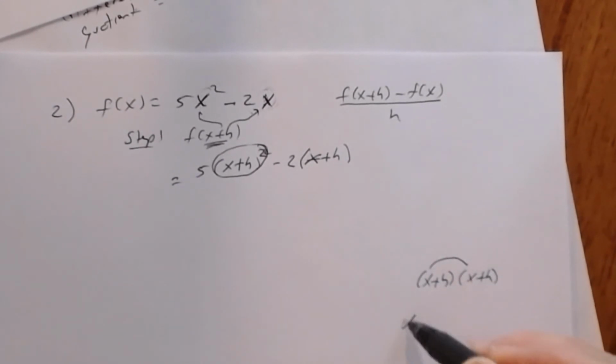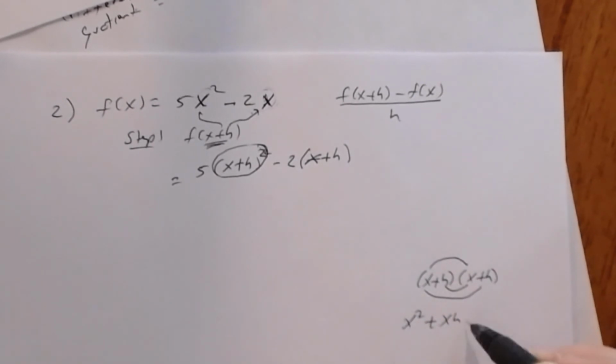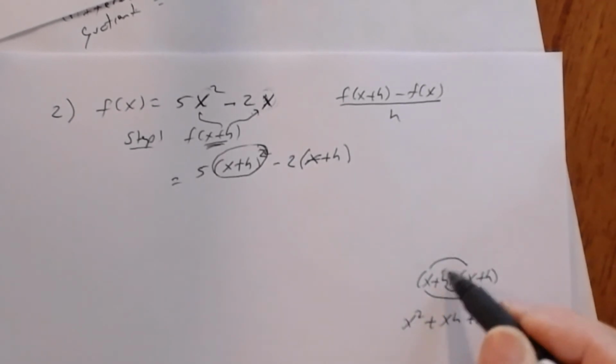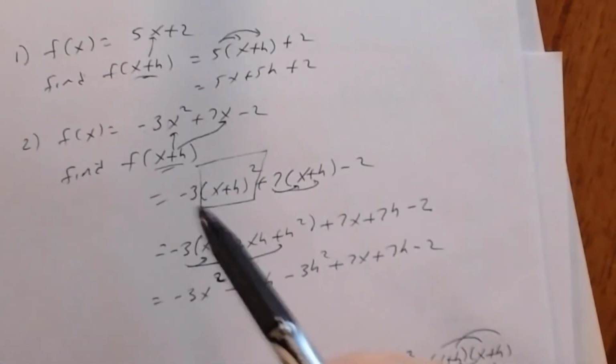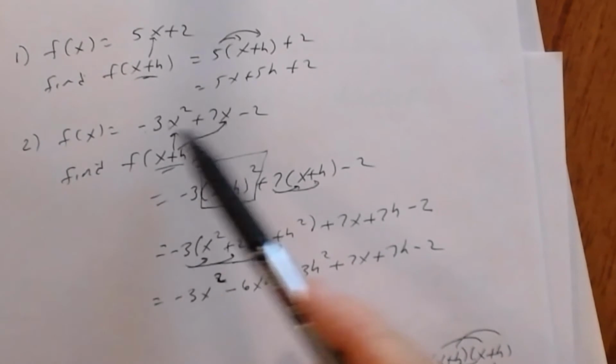X times x is x squared. The outer is xh. The inner is also xh. And the last, h times h, is h squared. Combining like terms, I get x squared plus 2xh, and then plus h squared. Notice that's what we got here when we did this. Remember, this was also quadratic.